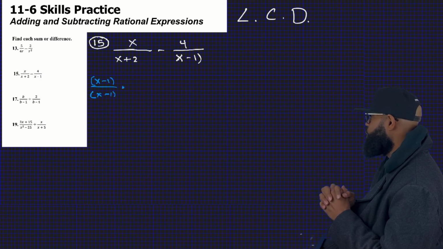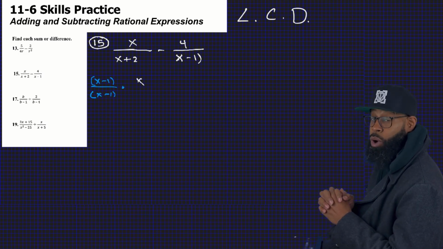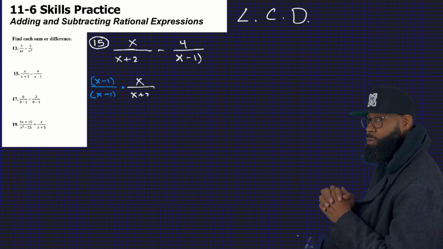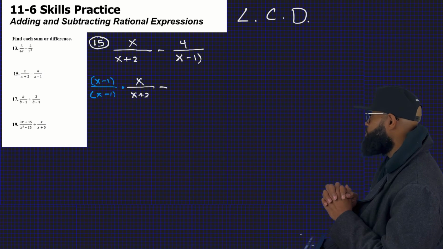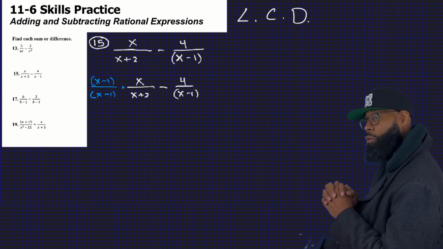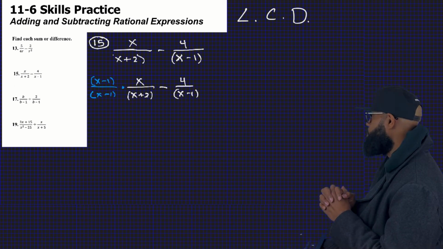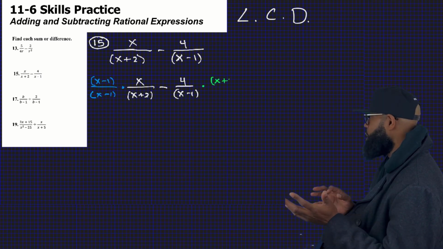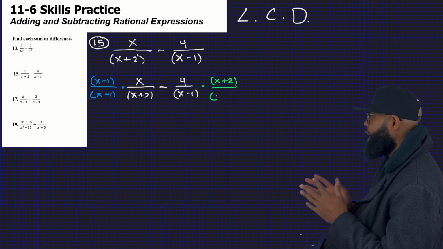x minus 1 over x minus 1, which again is just 1. I'm not changing my first expression, it's multiplied by 1. I'm just using what I need. I'm using the binomial in the denominator of the other one. And then of course, I'm gonna use the binomial x plus 2 for the other one. So again, 1 in blue, 1 in green, but exactly what I need.